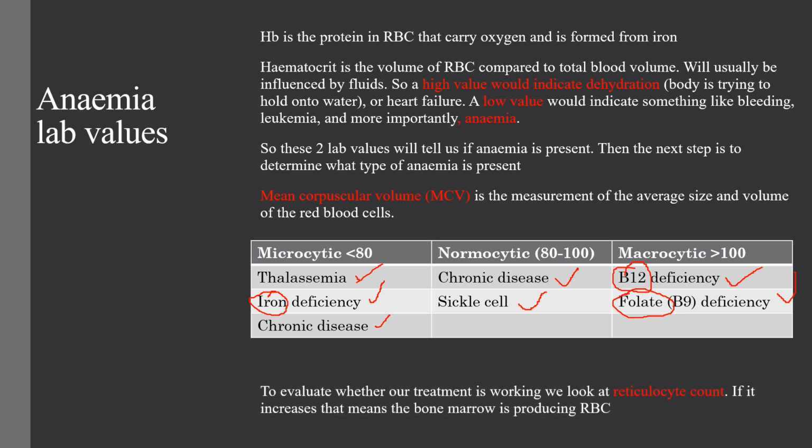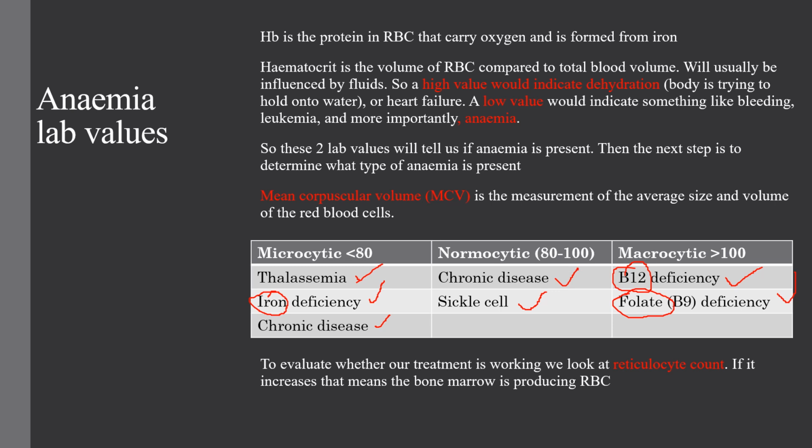Now, in terms of treatment, we evaluate whether a treatment is working because we look at reticulocyte count, which basically indicates to us that if it increases, that means that the bone marrow is producing red blood cells, which is what we want to correct the anemia.